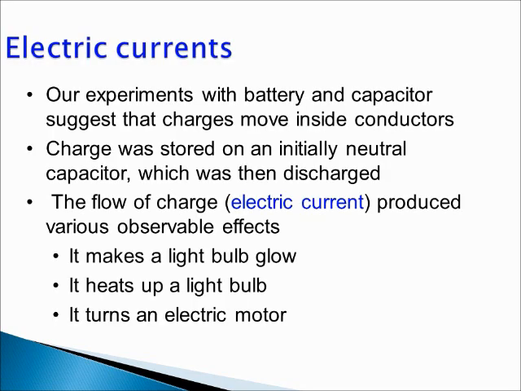Our experiments with battery and capacitor indicate that charges can move inside conductors. Initially, the capacitor was discharged. We connected it to the battery and moved the negative charge from the lower plate to the upper plate. We then discharged the capacitor by connecting it through the light bulb. So we see that the flow of charge can produce various effects that can be observed.